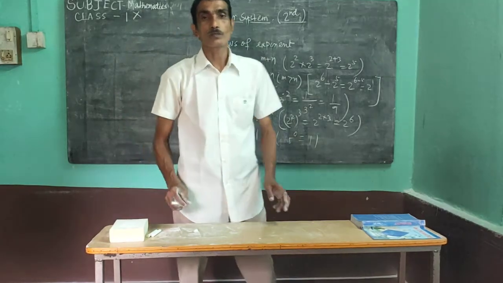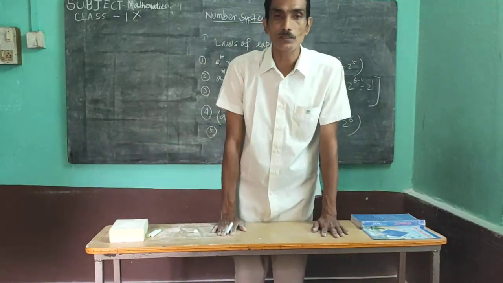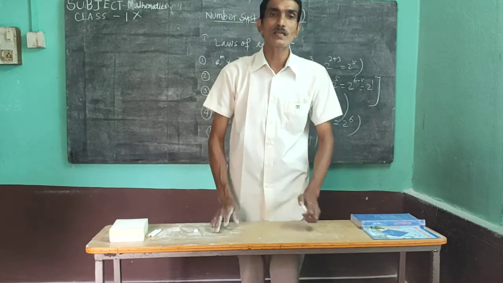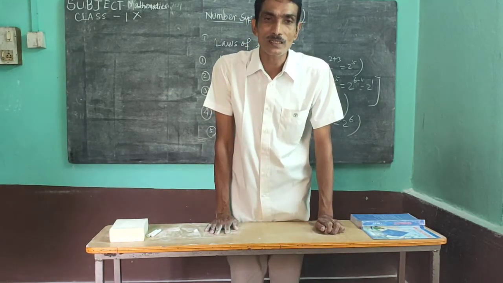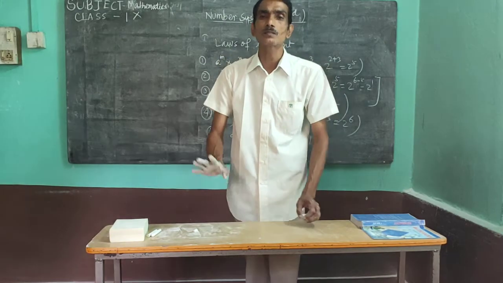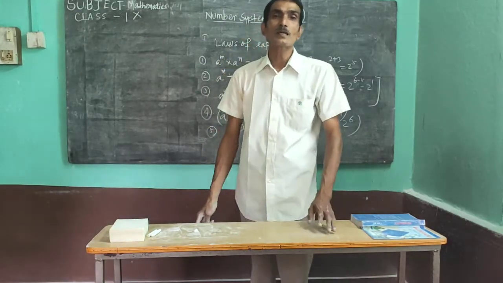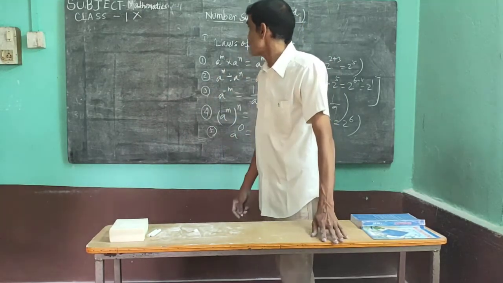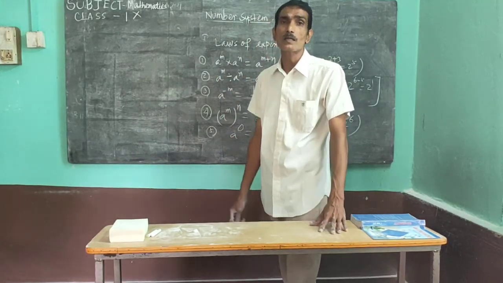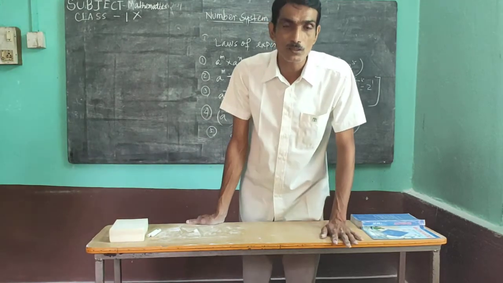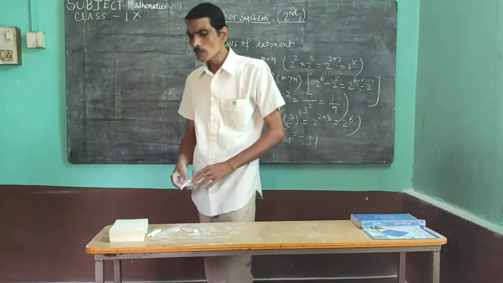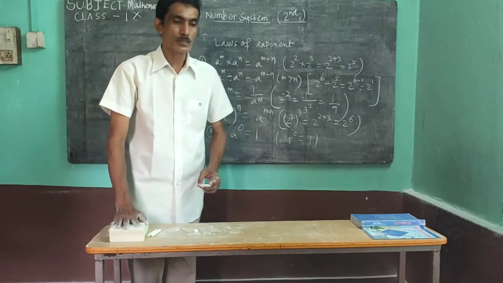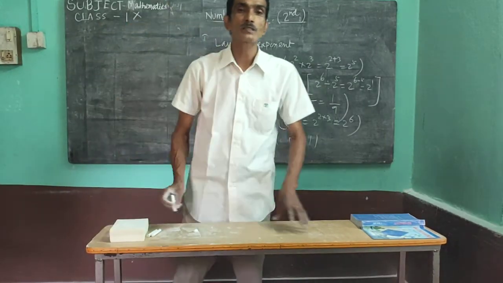So I hope you understood this total concept of lesson 1, that is real numbers: what is a rational number, what is an irrational number, how to get rational numbers in between two numbers, the proving of irrational numbers by the contradiction method. Then representing rational numbers on the number line, representing irrational numbers on the number line. Second, operations on irrational numbers, then laws of exponent.